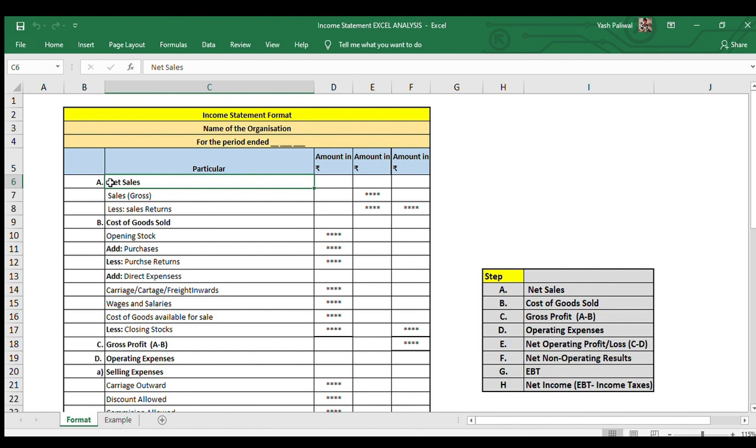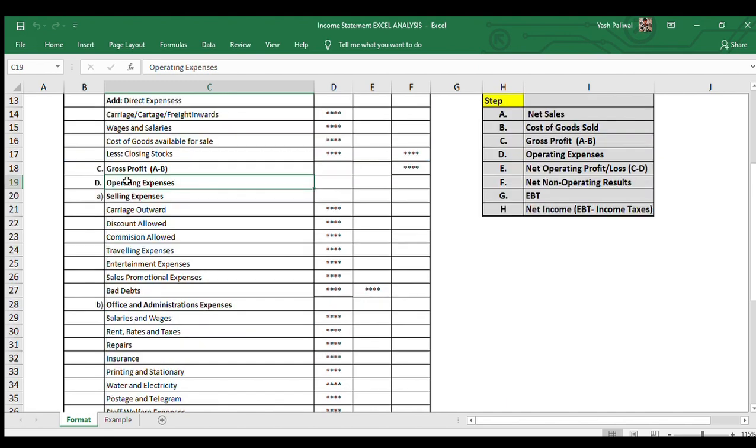First, you have to calculate net sales or revenue of the organization. This is net sales or revenue of the business by selling goods or providing services. Then comes cost of goods sold. So, cost of goods sold shows the direct cost associated with selling goods. Then next comes gross profit. You will get gross profit by subtracting cost of goods sold from net sales.